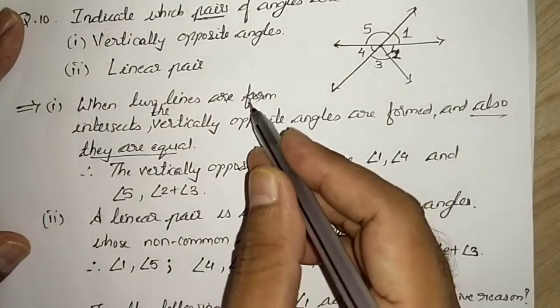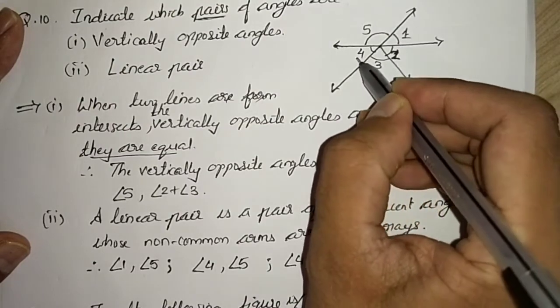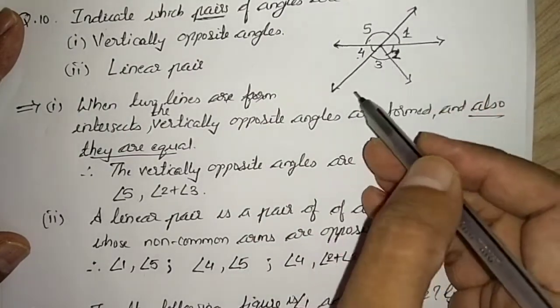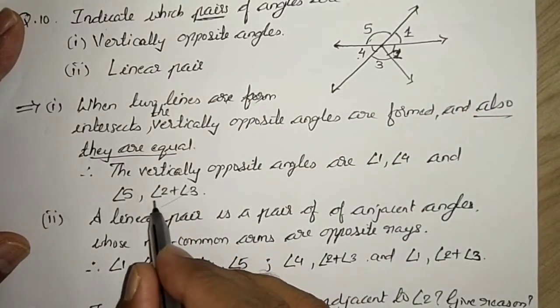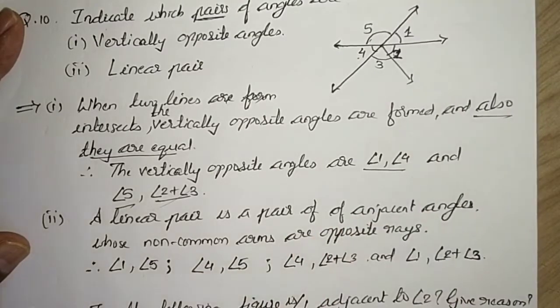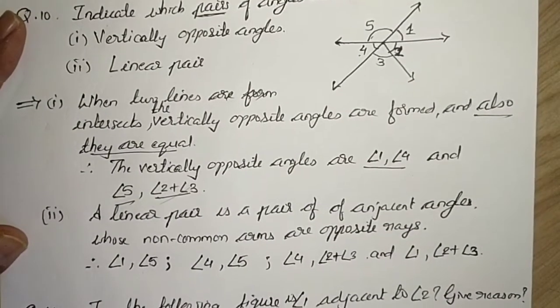And looking at the definition, we can directly say that angle 1, 4 are vertically opposite angles, and angle 5 and 2 plus 3 together, this pair, one pair and second pair, both are vertically opposite angles. And what is the definition of linear pair?